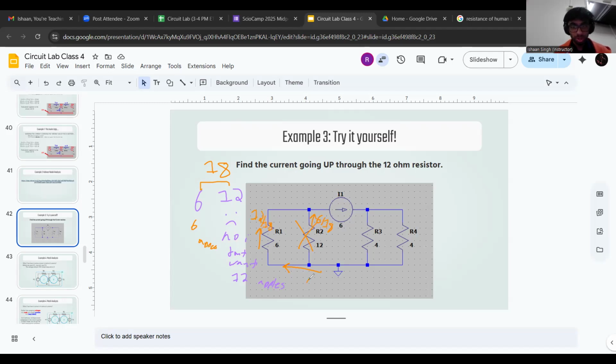Okay? And the total current going in is 6 amps. So 6 out of 18 times 6 is 2. 12 out of 18 times 6 is 4. Okay, it's just a little trick that you can play just by thinking through it with only logic to solve it.